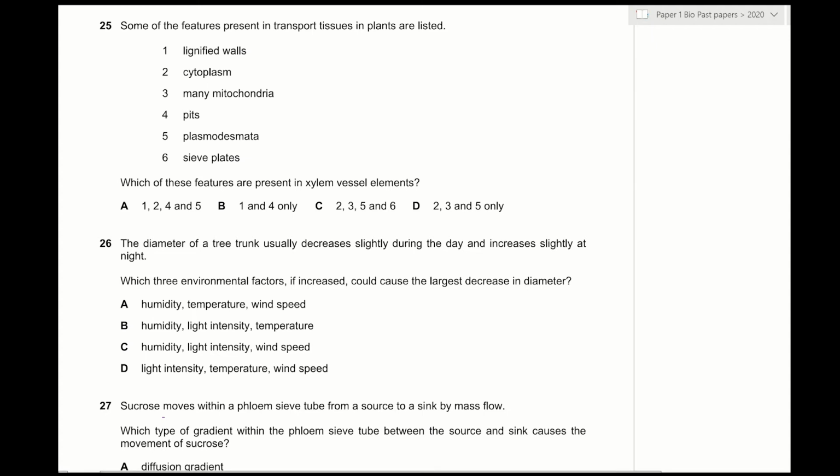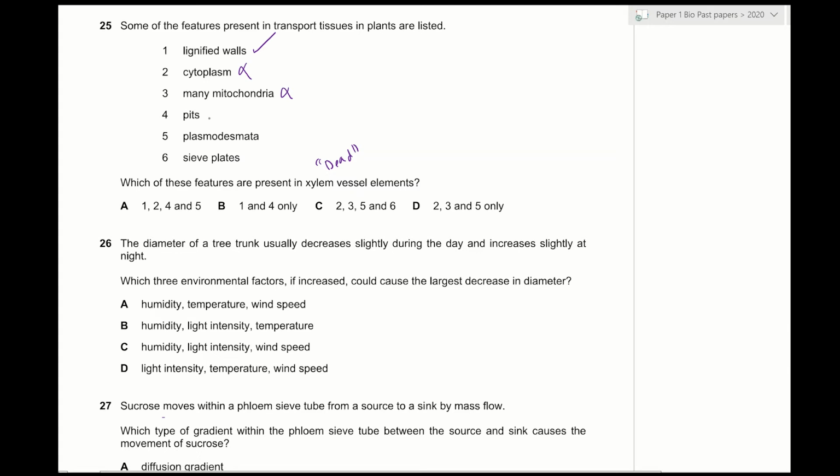1. Lignified walls. This is correct. Xylem vessel elements' walls are lignified for structural support. 2. Cytoplasm. Cytoplasm is incorrect because we know that xylem vessel elements are hollow tubes or dead cells. Therefore, they cannot have cytoplasm. 3. Many mitochondria. This is incorrect because, as we mentioned, they are dead cells.